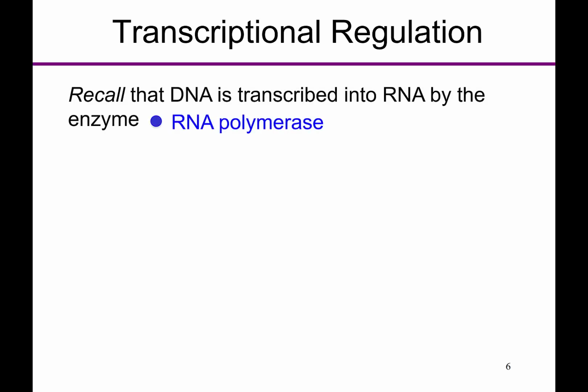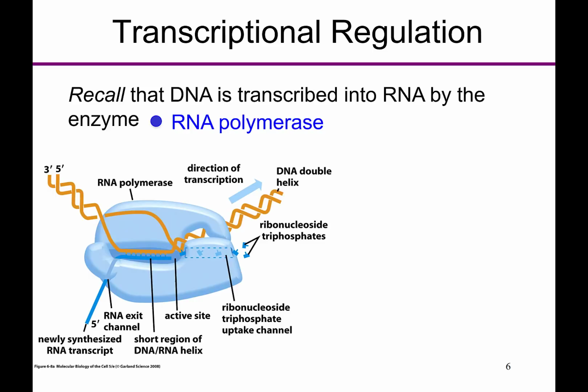We want to start off with a very quick review. So hopefully you recall from your prerequisite courses that DNA is transcribed into RNA by the enzyme RNA polymerase. I'll go through this figure really quickly. Remember, you have your RNA polymerase here in blue. Here is your DNA double helix. Here they show you the direction of transcription. So you're going to be reading the template DNA from 3' to 5'.